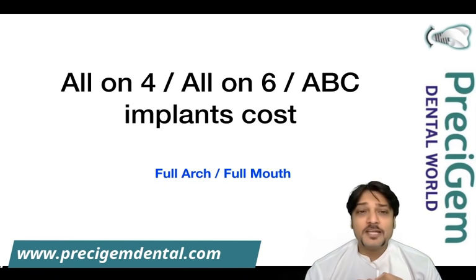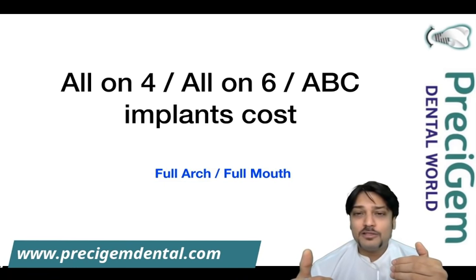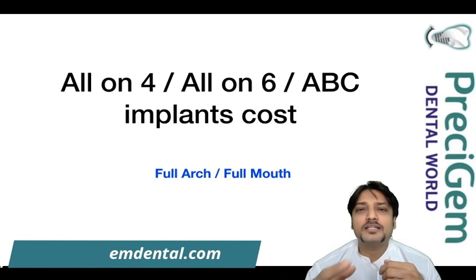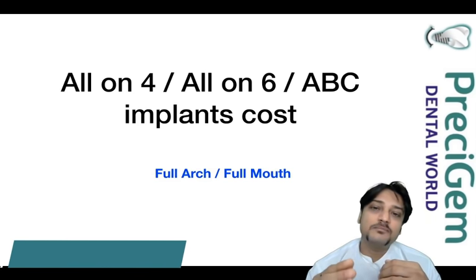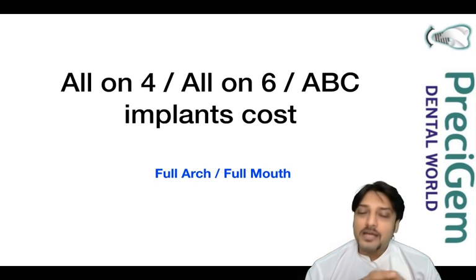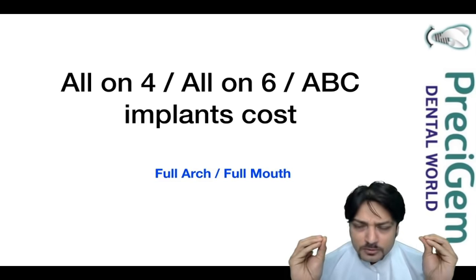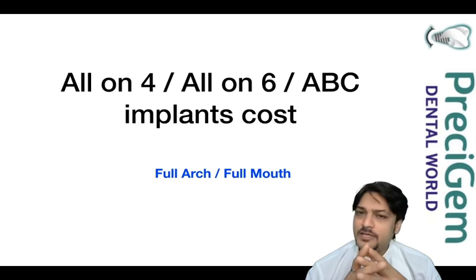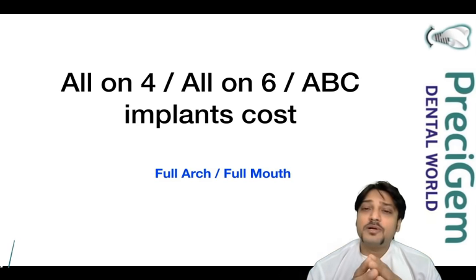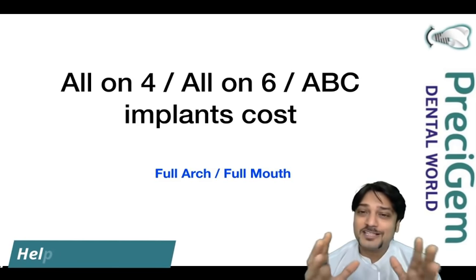I will tell you one thing, all on 4 and all on 6 don't cost so much different. So never compromise on getting 6 implants if it is possible. There are certain scenarios where pterygoid is not at all available, then definitely, okay, you can go ahead with all on 4, but whenever it is possible, go ahead with the 6 implants.